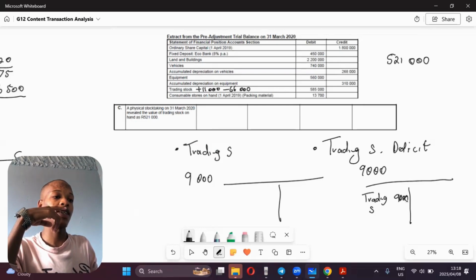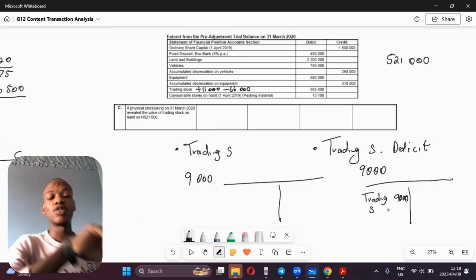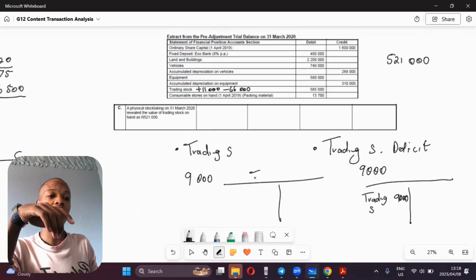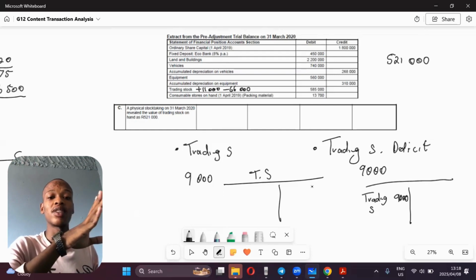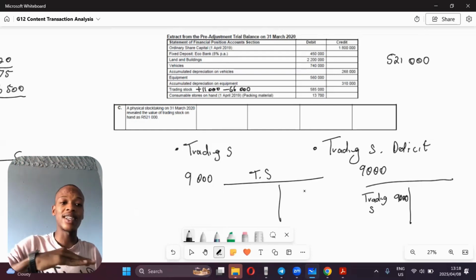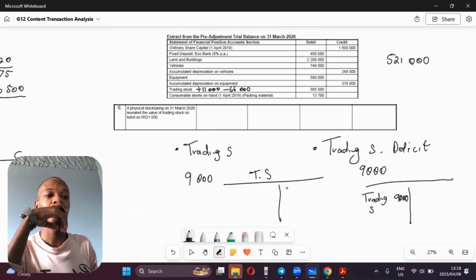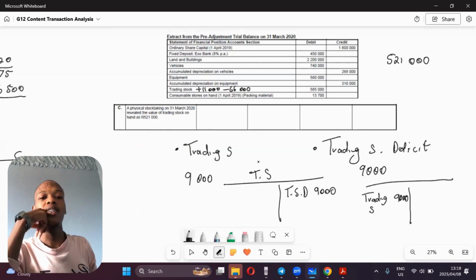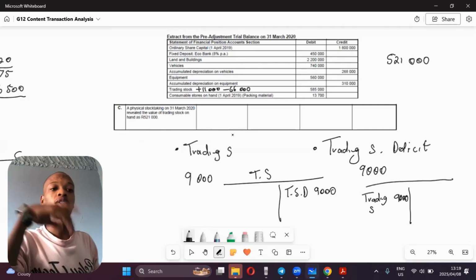How much? 9K. And then, due to the double entry system, the trading stock account is an asset account. It grows on the debit side but decreases on the credit side. Now remember, the deficit decreases the value of trading stock, so it's going to be credited with trading stock deficit by 9,000.